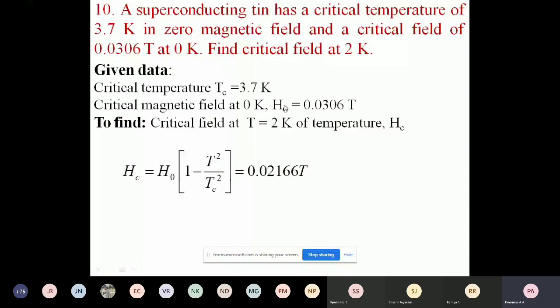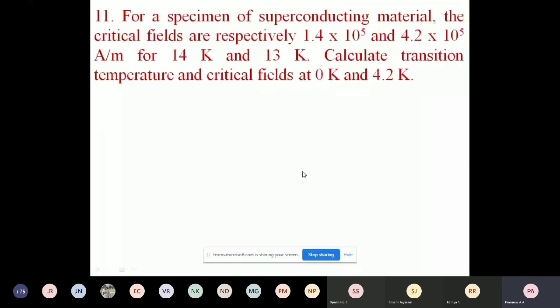So you remember that H0 is the critical magnetic field only at 0 degree Kelvin, and Hc is the critical magnetic field at any temperature but below Tc. Right. And on substituting the values, you will get the answer 0.02166 Tesla. That is the simple problem, direct substitution problem. And this one is a little complex.